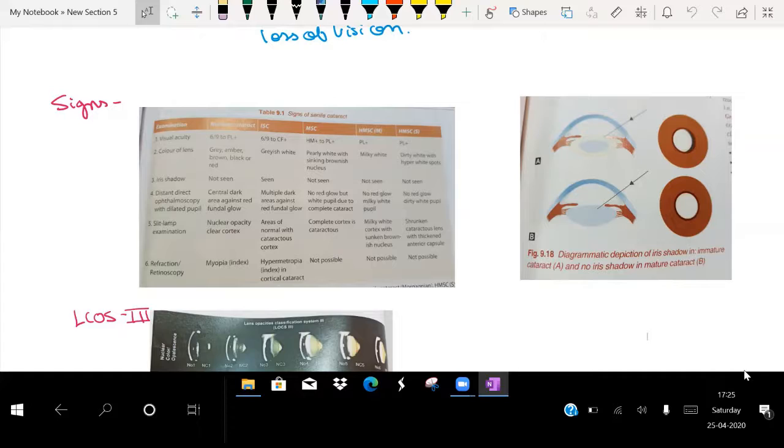In the Morgagnian type, a bag of milky white is seen, where the lens capsule is intact, the proteins have lysed, and that's why the brownish nucleus is sinking down, because there are no lens fibers to hold the nucleus. And in the sclerotic type, there is shrinking of the lens and thickening of the anterior capsule. The refraction on retinoscopy initially in nuclear cataract shows myopia. In immature, it shows hypermetropia. Retinoscopy is not possible in further stages of mature and hypermature senile cataract.